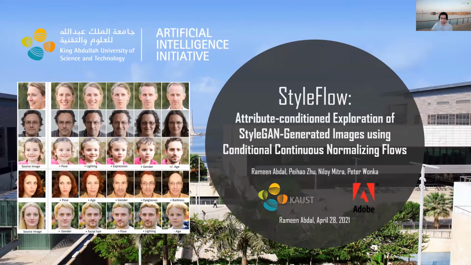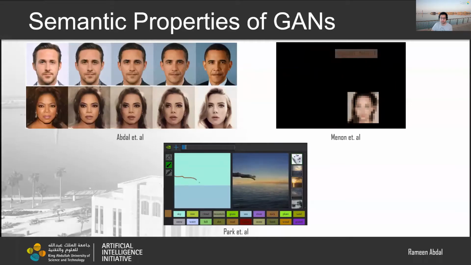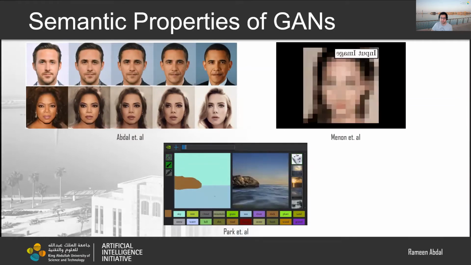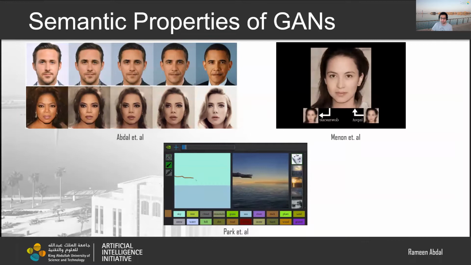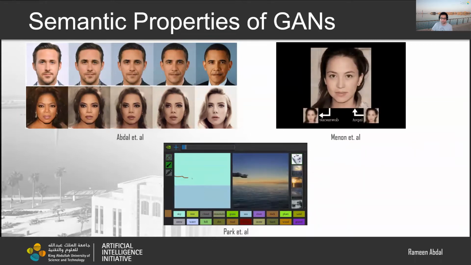I'll present our work, StyleFlow: attribute conditioned exploration of StyleGAN generated images using conditional continuous normalizing flows. There are many semantic properties of GANs that lead to various image editing applications. GANs, especially the recently released StyleGAN, have a rich latent space and can be utilized to achieve many image editing tasks. These include image morphing, image super resolution, and semantic editing using segmentation masks, as you can see in the examples.